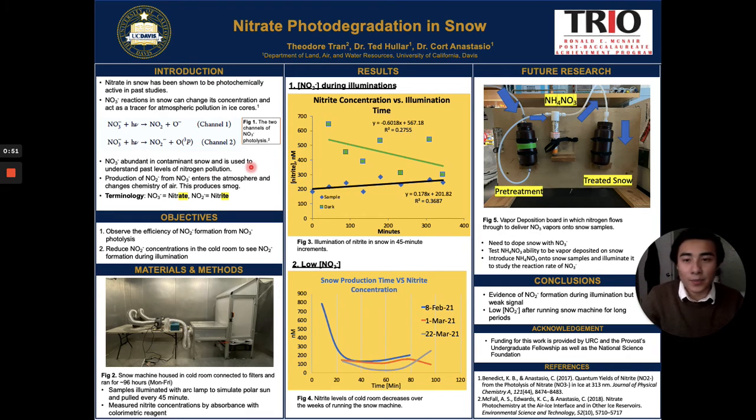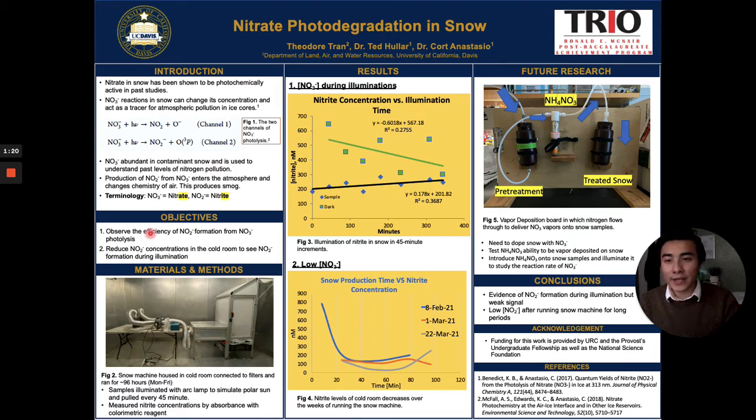In addition, the nitrite produced from nitrate can enter the atmosphere and change the chemistry of the air when ice is melted, and this can ultimately produce smog. Before I move on, I just want to clarify that nitrate is NO3, while nitrite is NO2. Our goal here is to observe the efficiency of nitrite formation from nitrate photolysis.